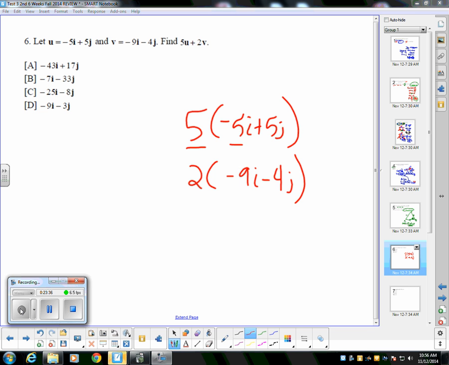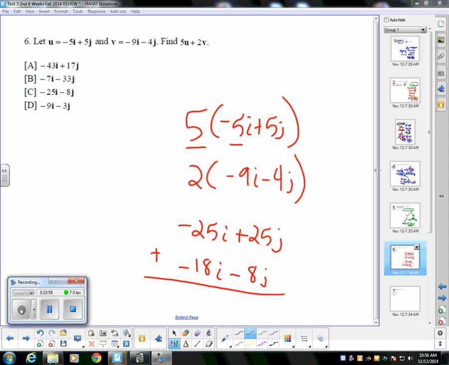5 times negative 5 is negative 25i. 5 times 5 is 25. So when I do 5 times vector u, I get negative 25i plus 25j. And when I do 2 across, I get negative 18i minus 8j. And I'm adding, correct? So add components. What's negative 25 plus negative 18? Well, negative 25 plus negative 20 is negative 45. Subtract 2, you get negative 43.